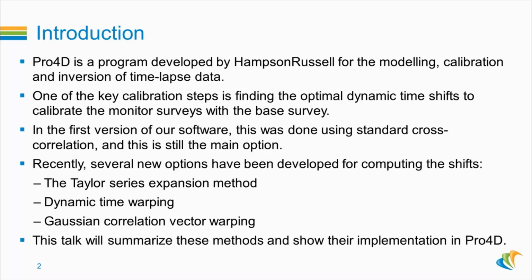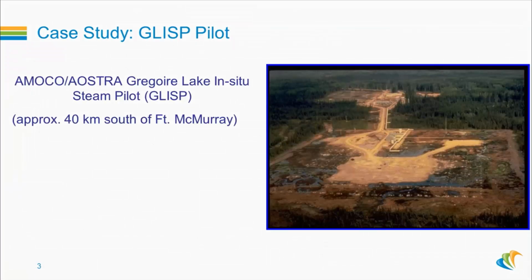So this talk will summarize these methods and show their implementation in Pro4D. But I'm going to start by actually reviewing the older method, the correlation method. So let's start by talking about the data set we're going to be using. It's basically the GLISP pilot, which is a fairly old survey, but it was one of the first time-lapse surveys done in Alberta. GLISP stands for Reservoir Lake In Situ Steam Pilot.